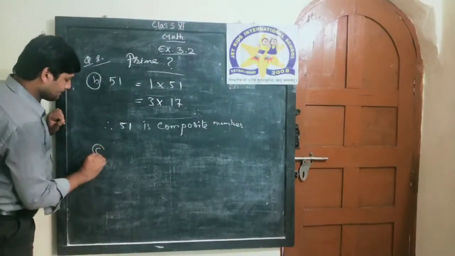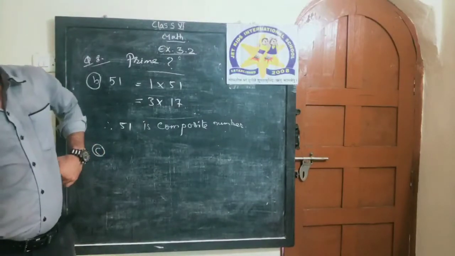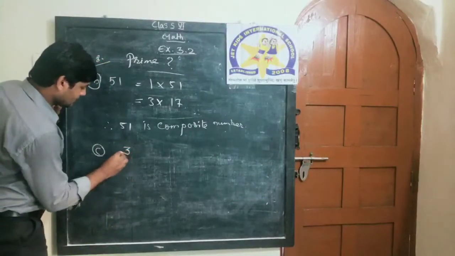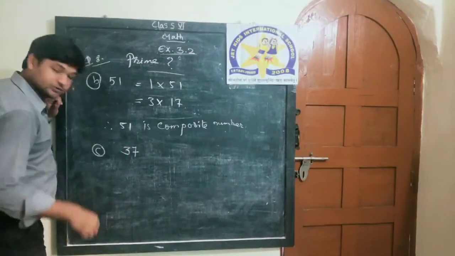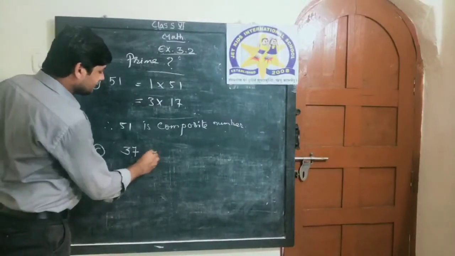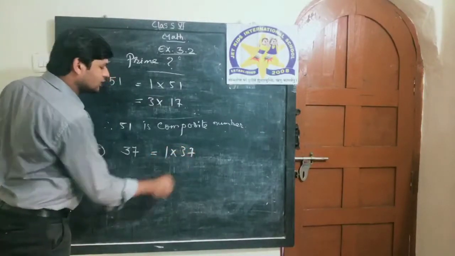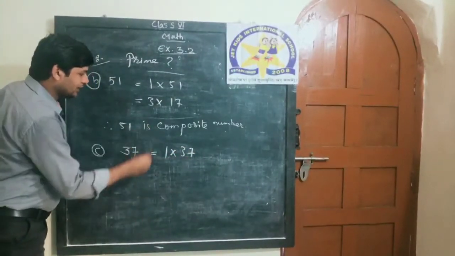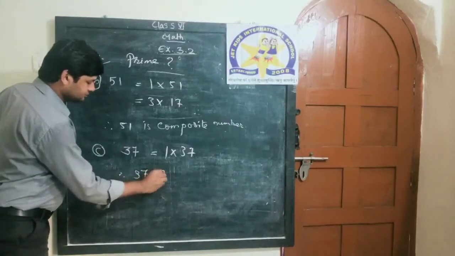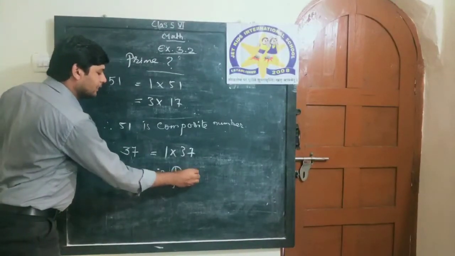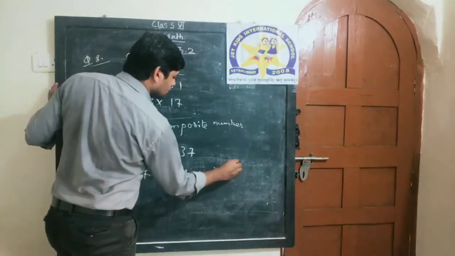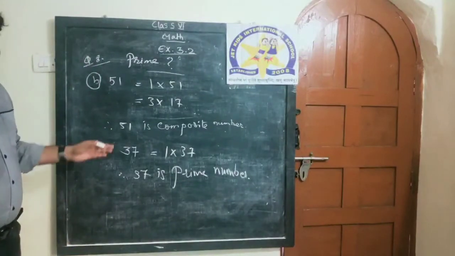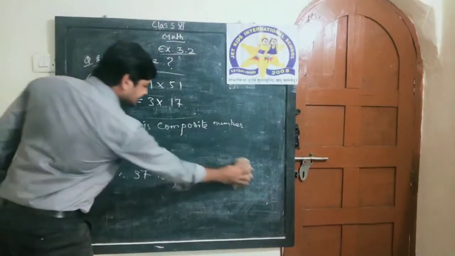Okay, C. What is C? C is 37, right? 37 we know very well, 1 multiplied by 37 and no other factor it has. So we can say only 1 and 37, that's why 37 is a prime number. Clear? Is it clear? Okay, now last, that is D.